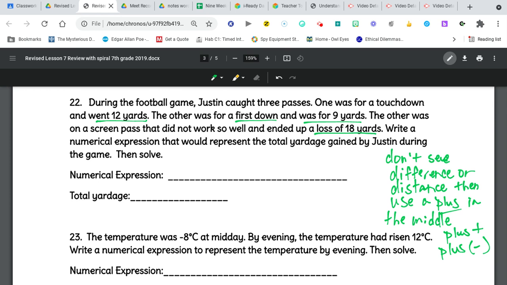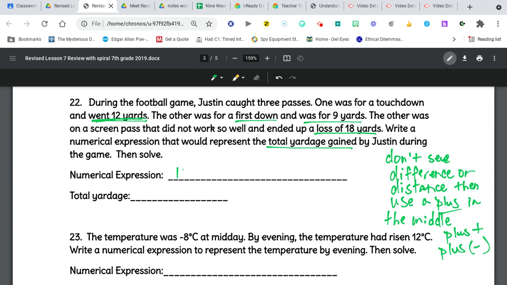Write a numerical expression that will represent the total yardage gained by Justin during the game. Then solve. Okay, so I'm just looking for the total yards he gained overall. But listen, guys, nowhere did it say find the difference or distance. I don't want anybody trying to put minus signs in the middle. You can, but it's not a necessary thing to do. The only time it's necessary to write a minus sign in the middle is when you have distance or difference. Here it's optional. Okay, so let's take a look.